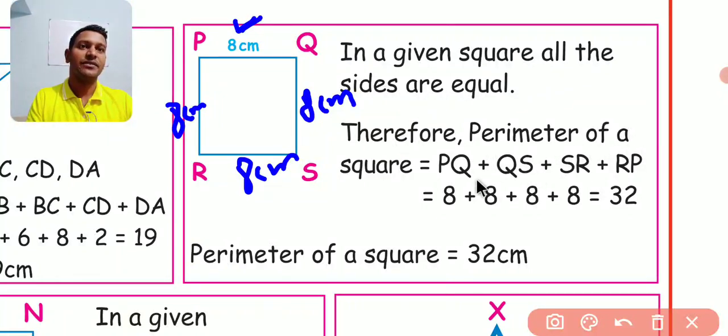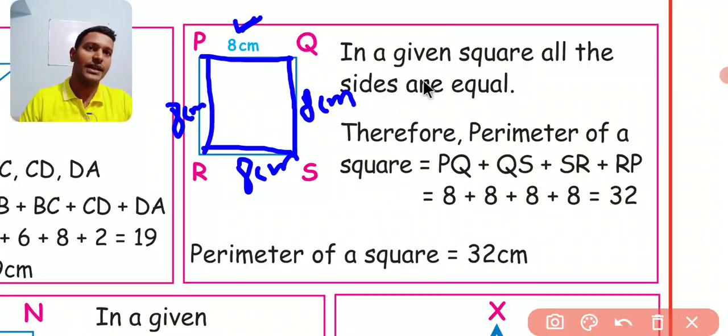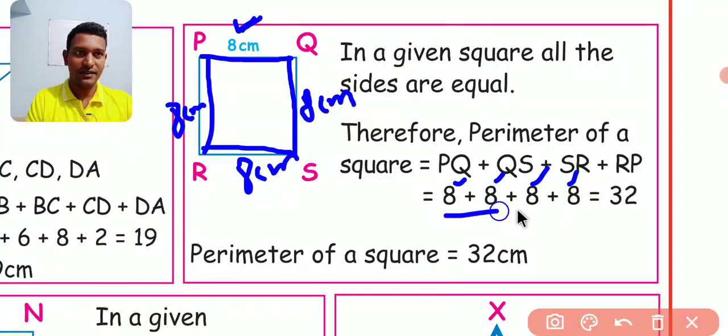Therefore the perimeter of the square equals PQ plus QS plus SR plus RP. We have to add all the sides. What is PQ? 8 centimeter. QS 8 centimeter, SR 8 centimeter, RP 8 centimeter, because in a square all the sides are equal. We have to add these 4 sides.